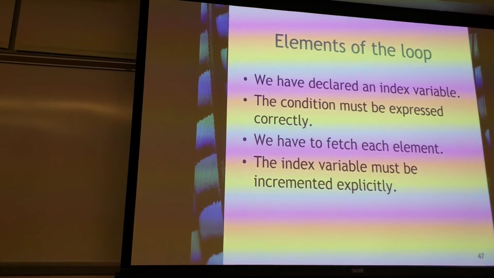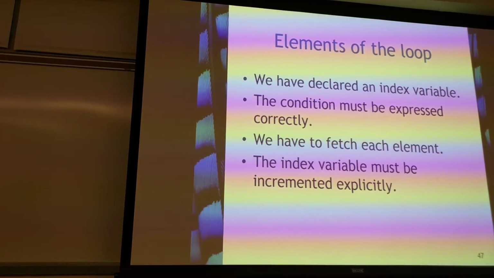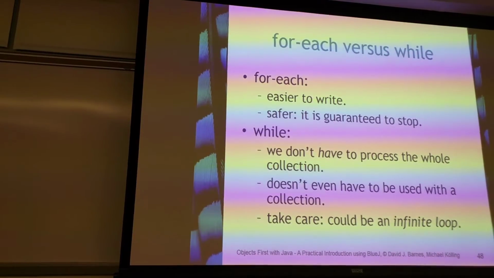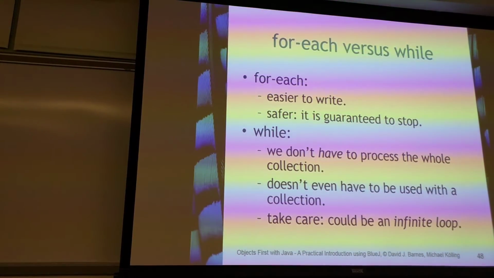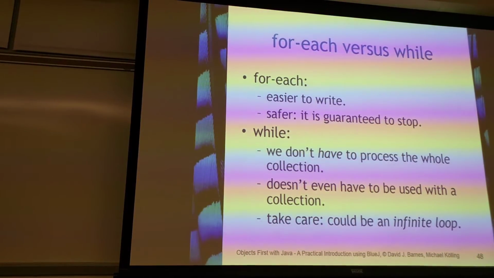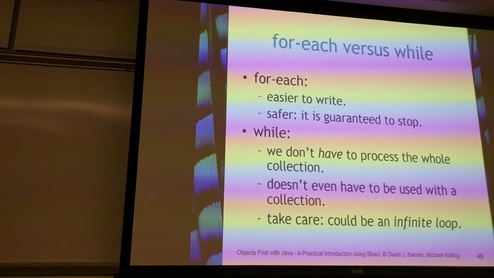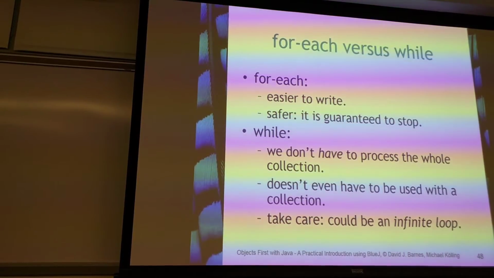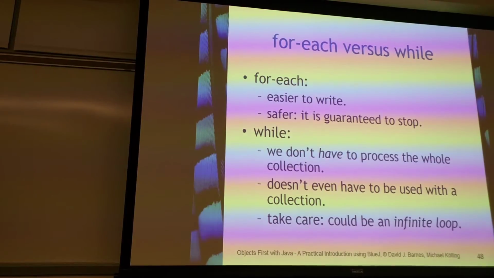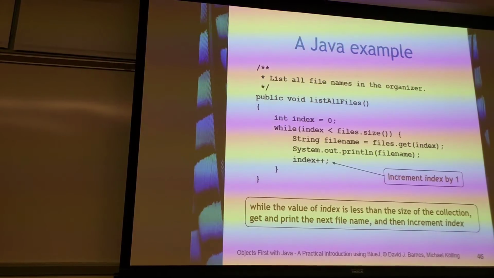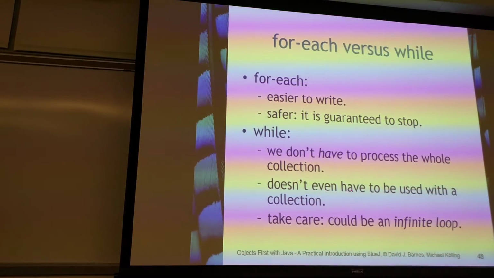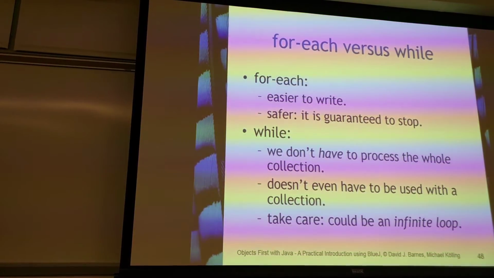Okay. So elements of the loop: we had an index variable, we had the condition, and then we did the fetching of the elements. For each versus while: for each is easier to write. For each is safer because it will never have an infinite loop. You can't have an infinite loop with for each. While, on the other hand, means we don't have to process the whole collection, although we did in this little bit of code. We processed everything, but you don't have to. And it doesn't have to be used with a collection even.